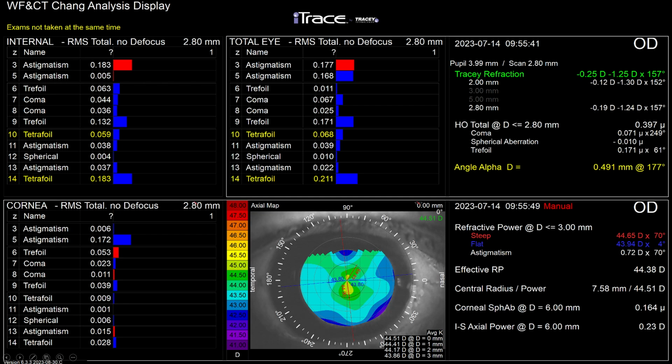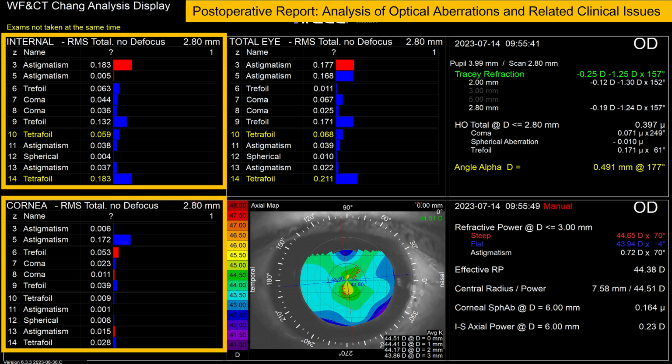Postoperative analysis, focusing on one key report. For postoperative assessment, we primarily review this single report, which focuses on analyzing aberrations, optical errors. First, check if there are any aberrations across the entire eye. If no aberrations are present, visual quality is definitely good. If aberrations are present, determine whether they originate from the cornea or the intraocular structures, e.g., the IOL. Each type of aberration corresponds to specific clinical issues.